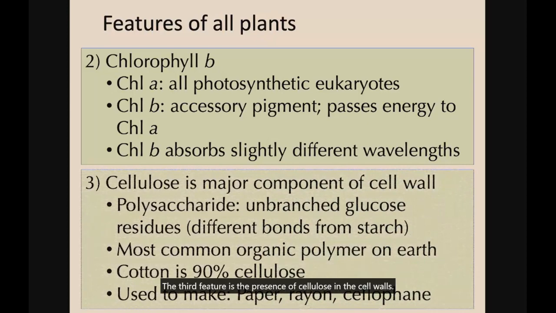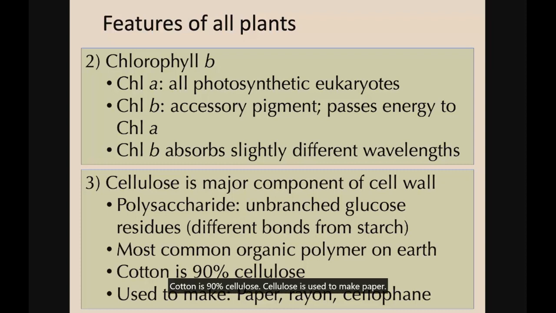The third feature is the presence of cellulose in the cell walls. Cellulose is another polysaccharide. So this is the second polysaccharide we've mentioned today. It's a major component of all plant cell walls, and it is unbranched glucose residues, different bonds compared to starch. Cellulose is the most common organic polymer on the planet.